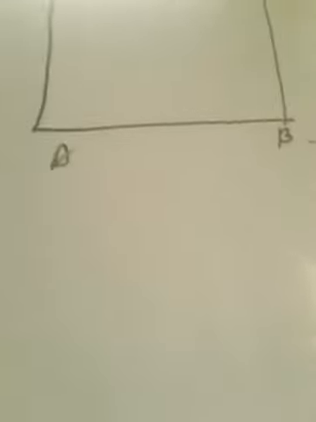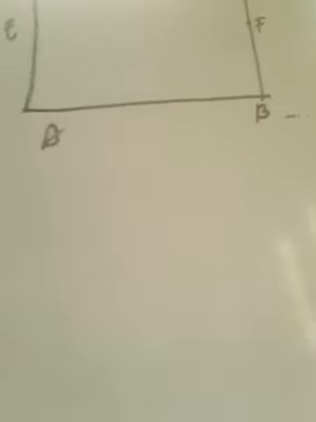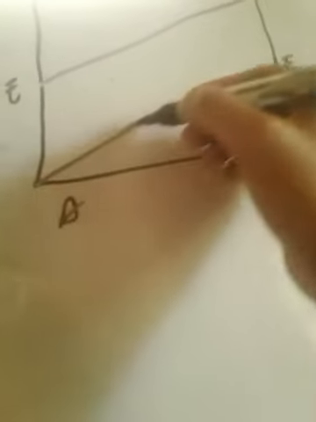ABCD, this is a parallelogram. E is the midpoint of AD and F is the midpoint of CD. Further, we have to prove that the segments CE and AF, this is your AF, trisect the diagonal BD. This is your BD.